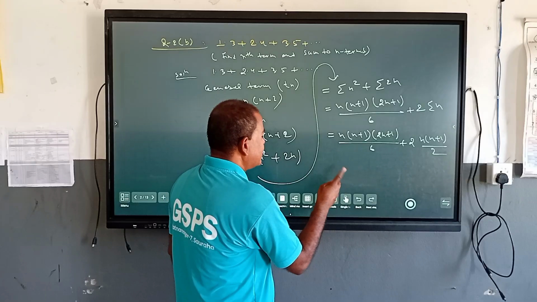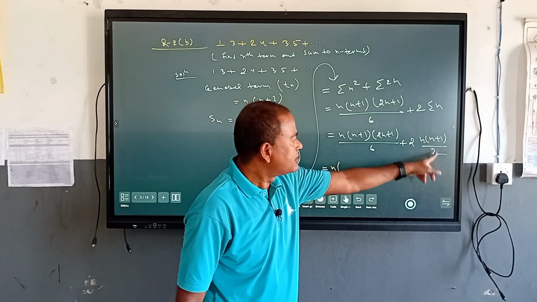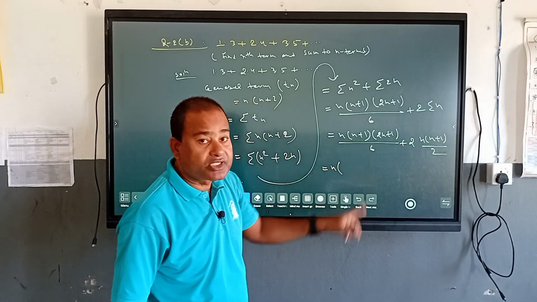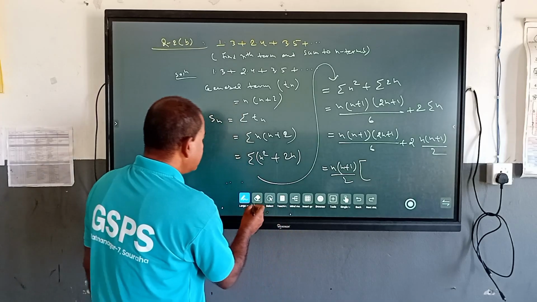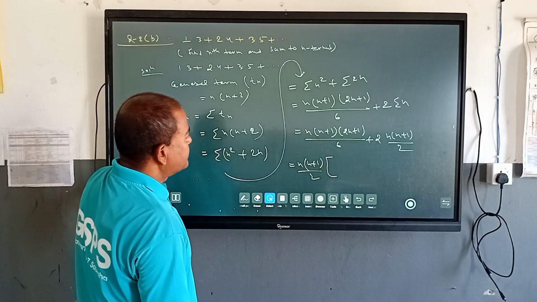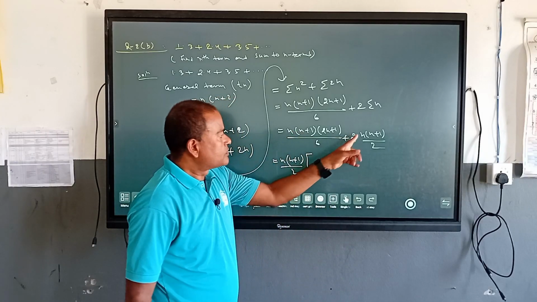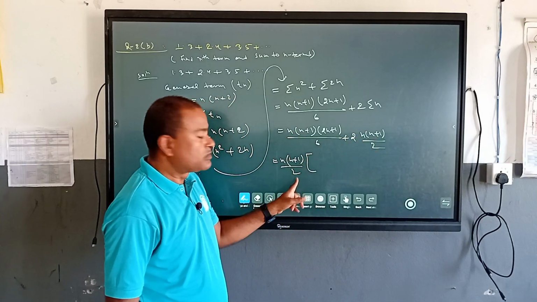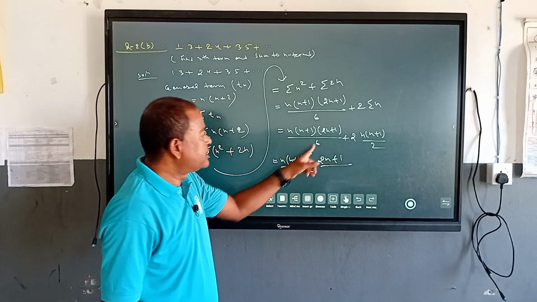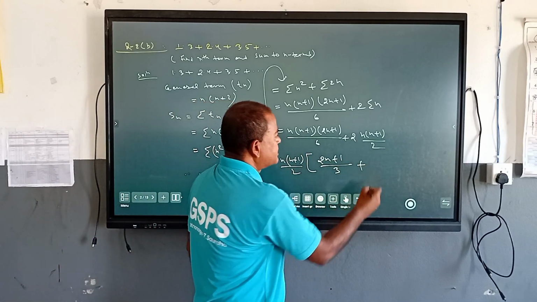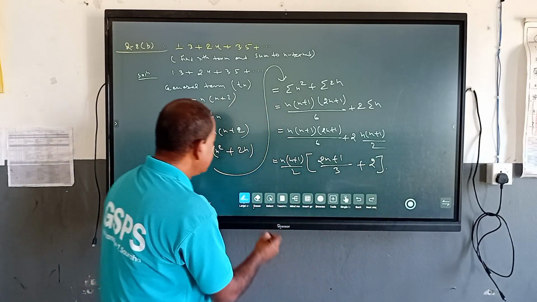Now the next step: we have to take common n plus 1 divided by 2. At last we have to do simplification. If we take n times n plus 1 divided by 2 common, then the remaining terms will be 2n plus 1 over 6, plus, since we have already taken n plus 1 divided by 2 common, the remaining term will be 2.